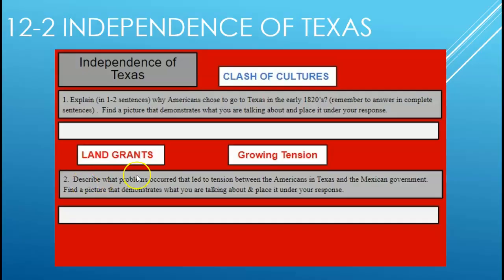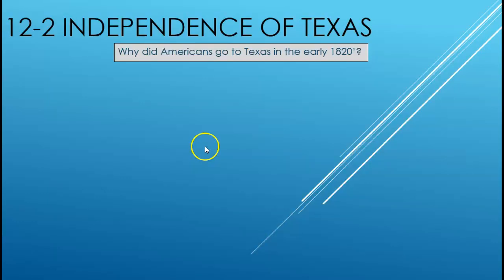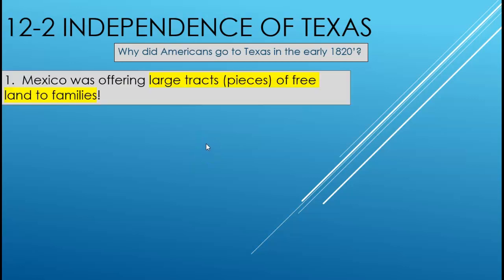So we're going to just work our way through these questions. Why do people go to Texas in the early 1820s? And then you were supposed to find a picture that demonstrates that. And then let's do that one first. So Americans go there for a variety of reasons, but the biggest thing is they're getting large tracts of land at either free prices or very, very reduced prices for families to come into northern part of Mexico, of one of their provinces known as Tejas or Texas.